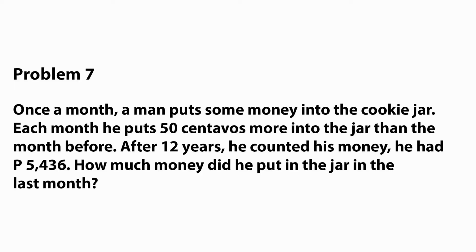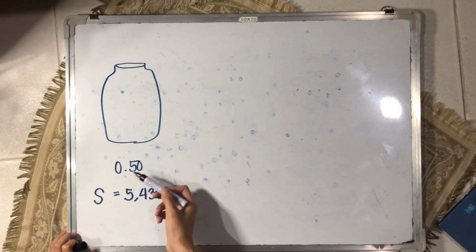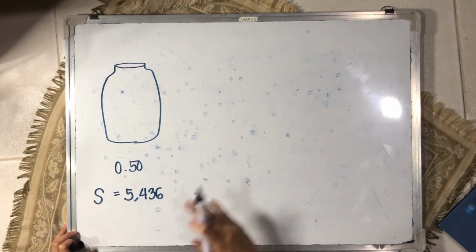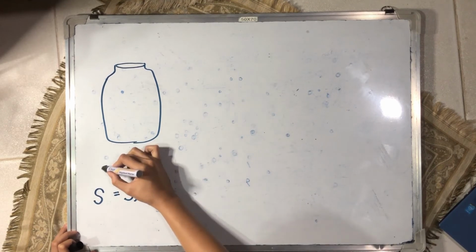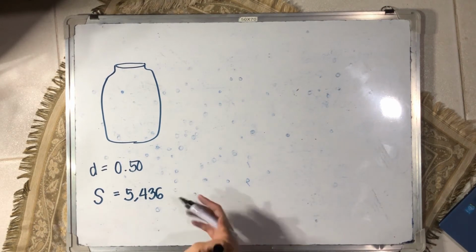5,436. Okay, how much money did he put in the jar in the last month? Okay, so nakikita nyo kanina, sinasabi sa problem na 50 centavos more daw ang dinadagdag niya sa next month compared sa previous month. So we can say that this one is your common difference, which is denoted by small letter d. Okay? You would know that it is a common difference because arithmetic progression yung mangyayari.